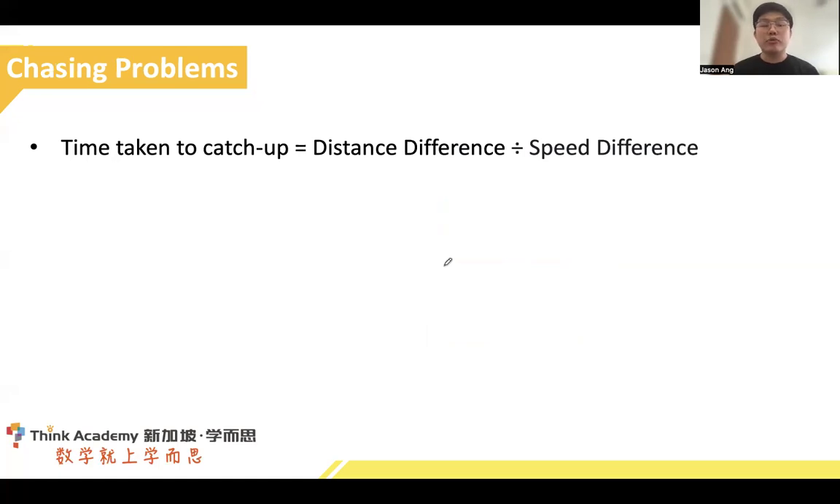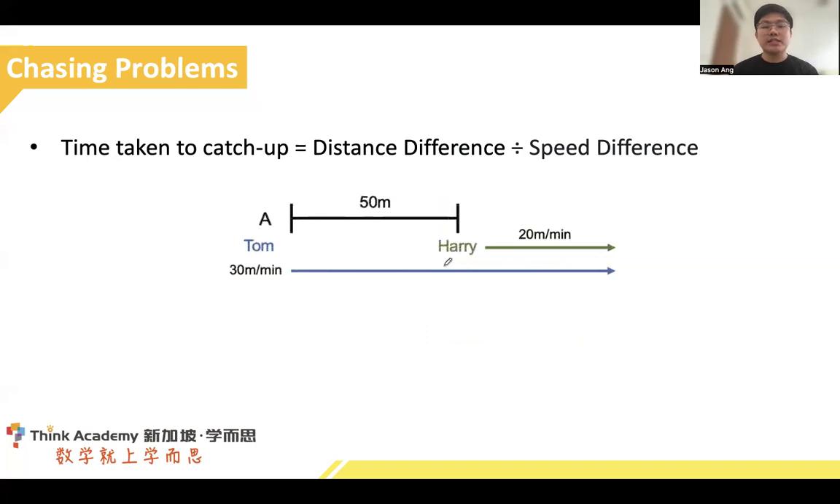Now, the total time for the person behind to catch up to the person at the front will be the difference in their distance as of now, let's say the gap in their distance, divided by the difference in their speed. Because as we can see here, Tom is traveling at 30 meters per minute and he's 50 meters behind Harry. And Harry is traveling at 20 meters per minute. So Tom is actually trying to catch up to Harry at 10 meters per minute.